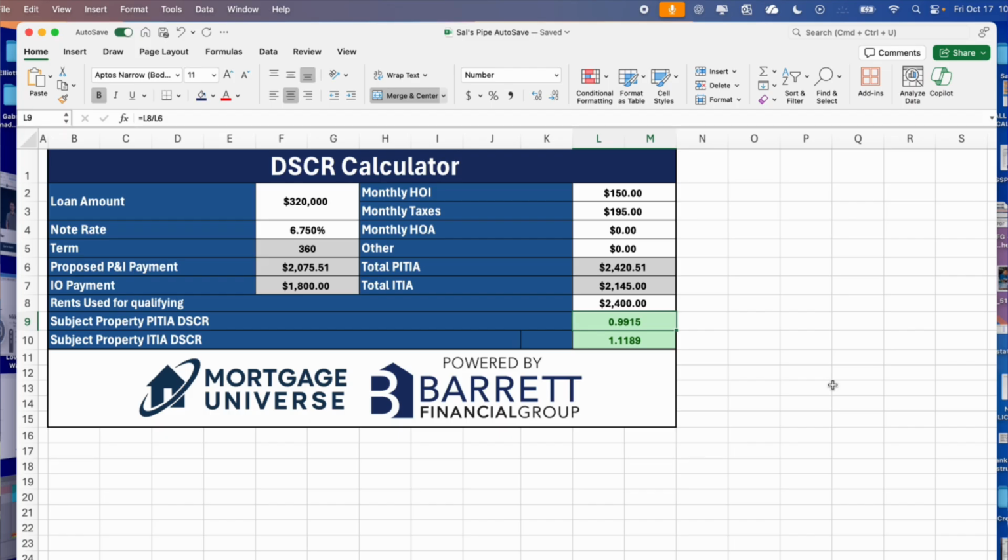Some lenders would make an exception, but let's just say the market rent came in at 2,200. Now we're at a 0.9, which is considered a low ratio. Some lenders will go down to 0.75. So even if this came back at 2,000 a month, we're at a 0.82, which is still, even though there's no real cash flow on the property, there are lenders that will do these loans anyway.